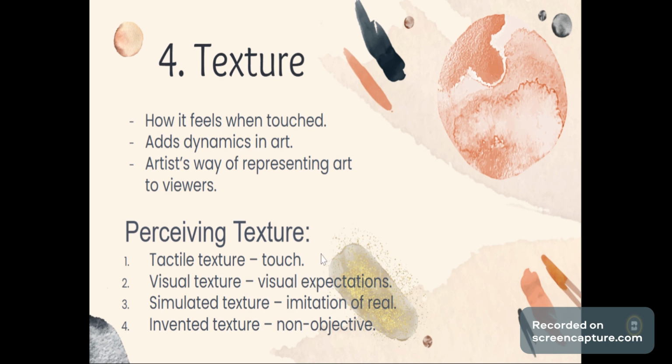Okay? So in perceiving the texture, we have four. Texture is perceived through our senses. Number one, si tactile, ma-perceive nimo siya through touch. Imo siyang hikapon. Like, mahibawan nimo siya ba nga mao ni iyang texture if imo siyang hikapon. That's tactile. Number two, visual texture.